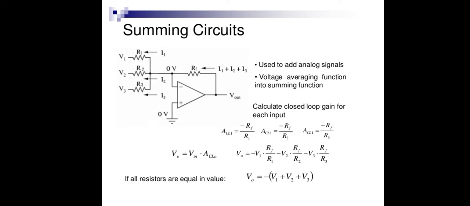If Rf upon R1 has the same value, that means all resistors are equal in value with a common value, then V0 is equal to minus (V1 plus V2 plus V3). This is the summation circuit using the op-amp.